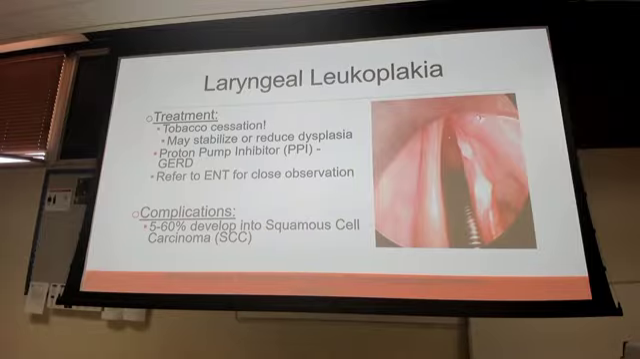Treatment: if they are a smoker, stop smoking. If they do have chronic GERD, prescribe a PPI. It can cause some reversal if it has not developed into squamous cell carcinoma. So we'll refer them to ENT for close observation. And then the complication is that same thing, developing into squamous cell carcinoma. That's what we want to prevent through treatment.